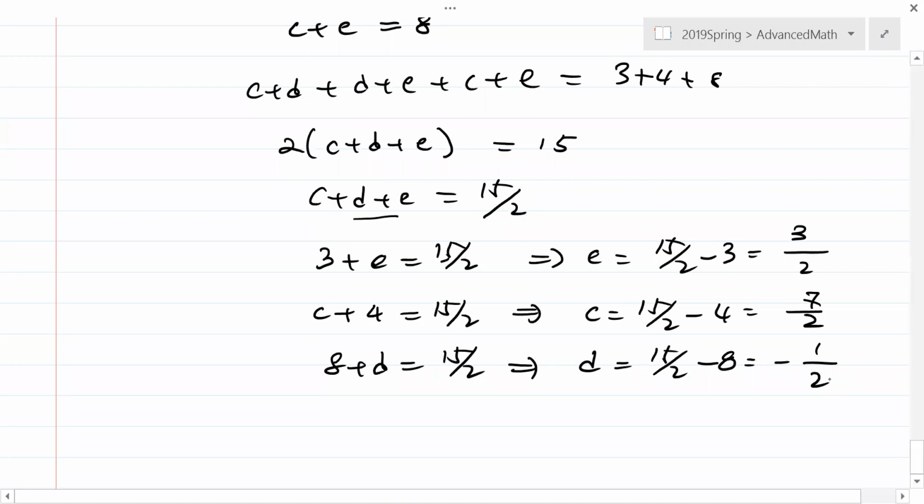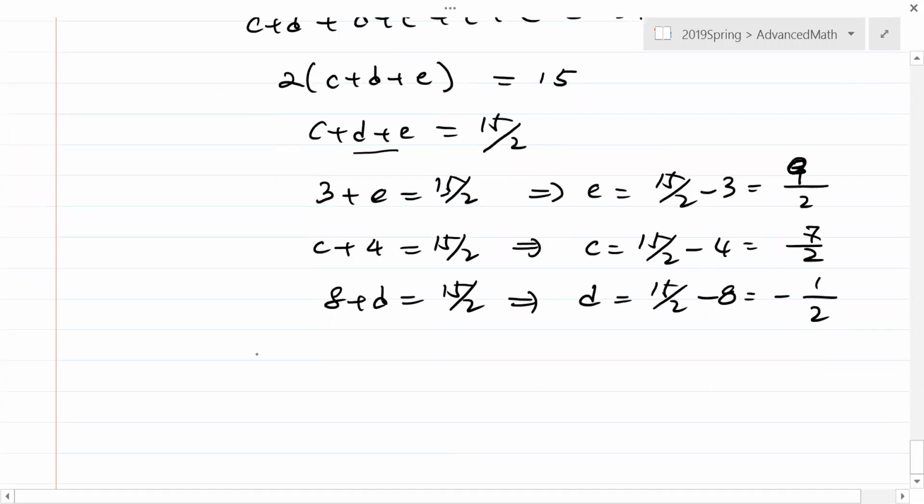Am I right? Let me double check my computation. Yes, that's right. Then multiply them together: 9 over 2, 7 over 2, -1/2. So it's -63 over 8.